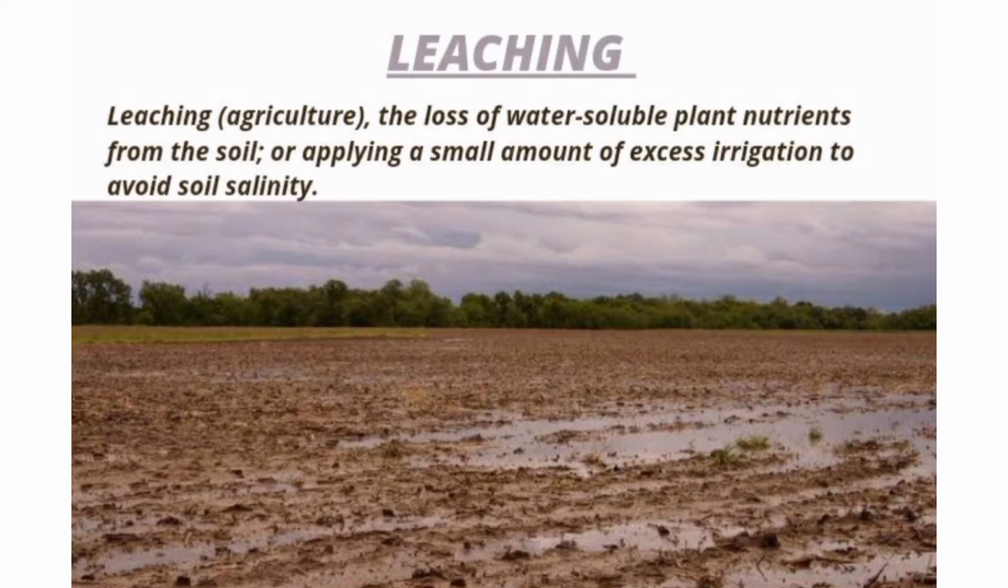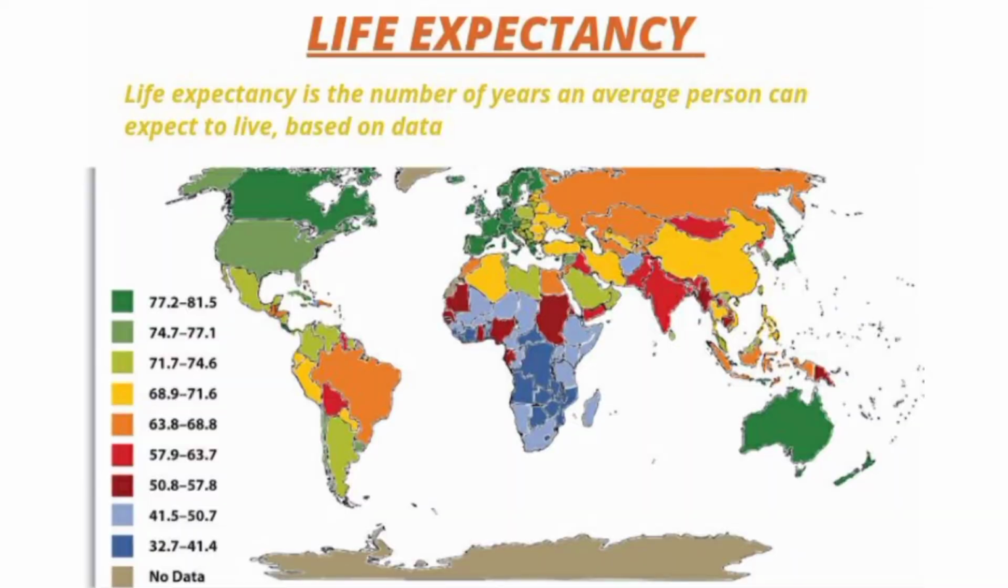Leaching. Leaching in agriculture is the loss of water-soluble plant nutrients from the soil, or applying a small amount of excess irrigation to avoid soil salinity. Life expectancy. Life expectancy is the number of years an average person can expect to live based on data.